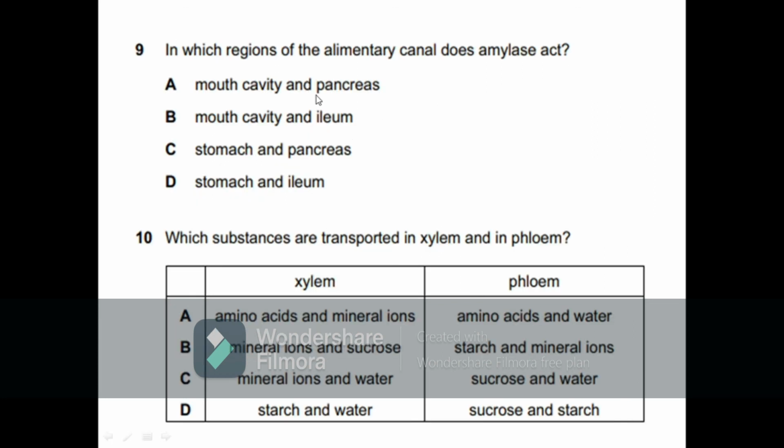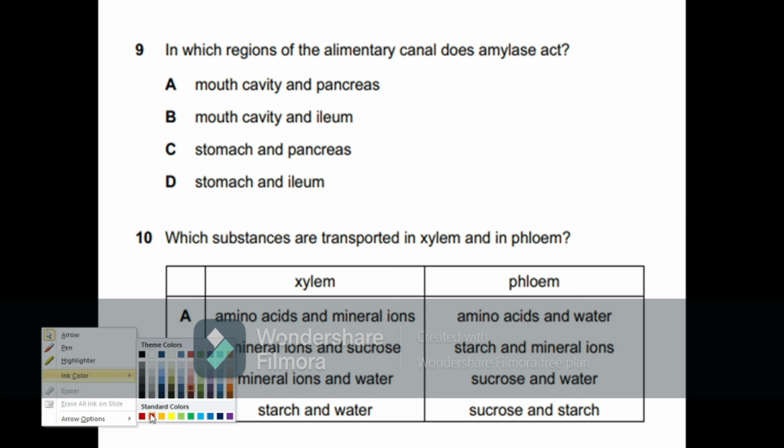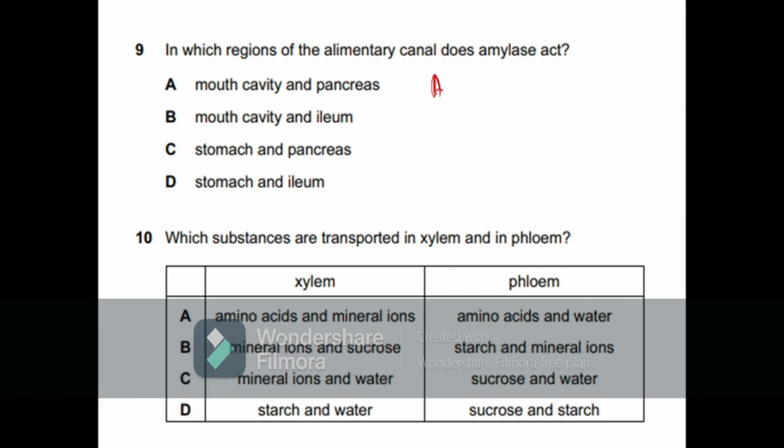In which region of the alimentary canal does amylase act? What is amylase? Amylase is an enzyme. And what is the substrate for amylase? The substrate for amylase is carbohydrate. So the role of amylase is to convert starch into maltose.